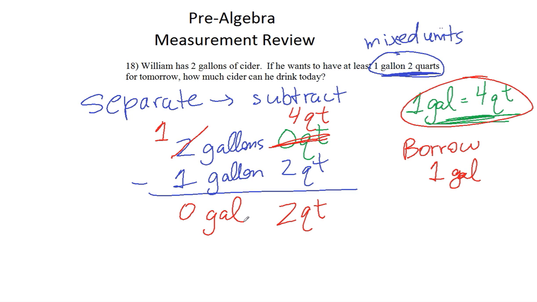He can drink 0 gallons and 2 quarts today. Probably a nicer way to write that answer. I would accept it on the test if you said 0 gallons, 2 quarts. But an easier way to say that answer is just to say 2 quarts. That's what William can drink today.